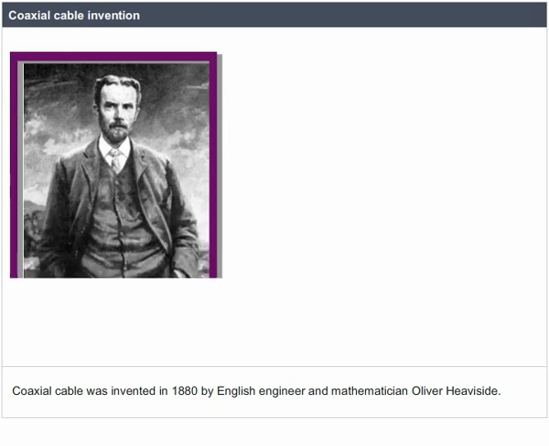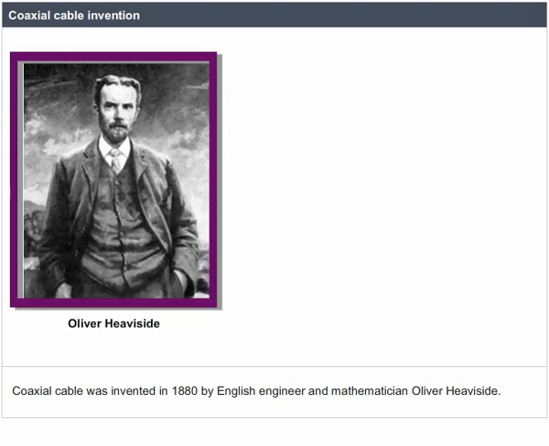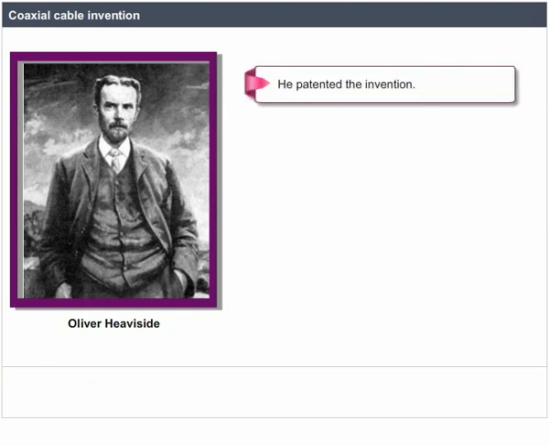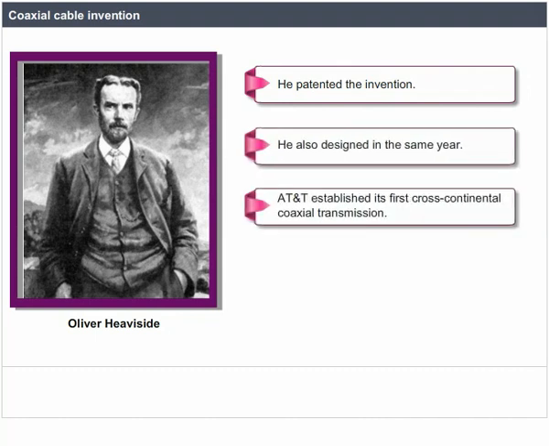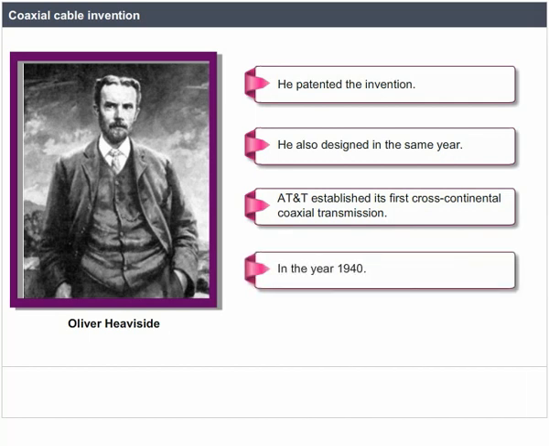Coaxial cable invention. Coaxial cable was invented in 1880 by English engineer and mathematician Oliver Heaviside. He patented the invention. He also designed it in the same year. AT&T established its first cross-continental coaxial transmission in the year 1940.